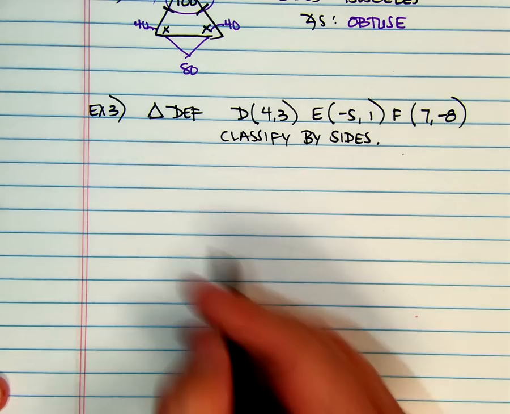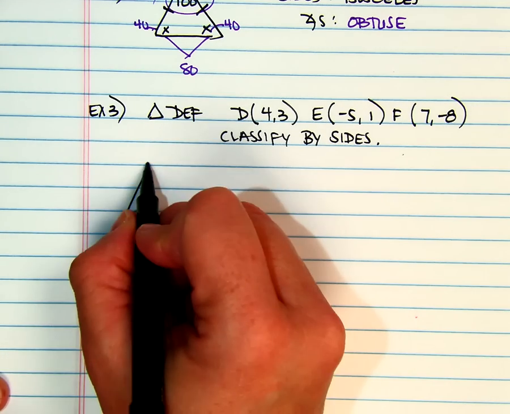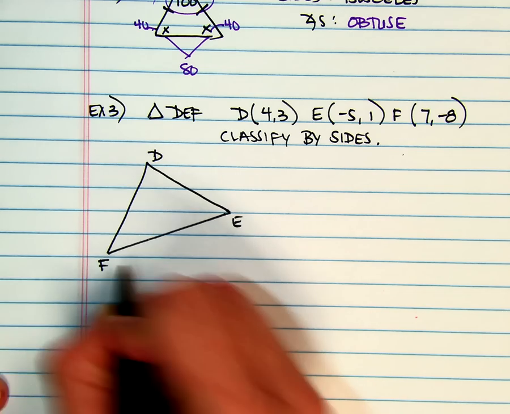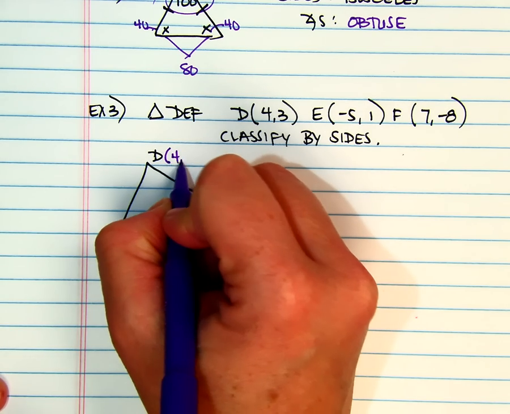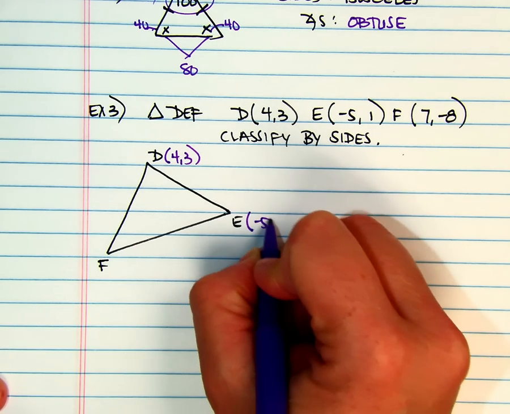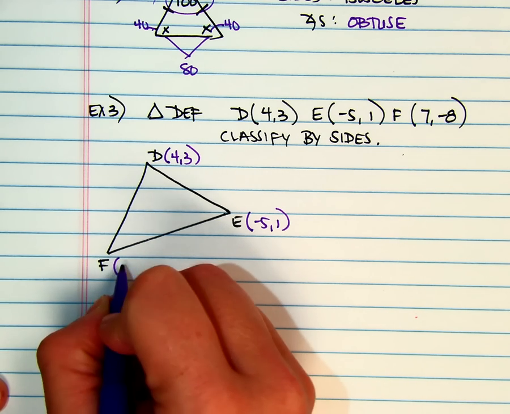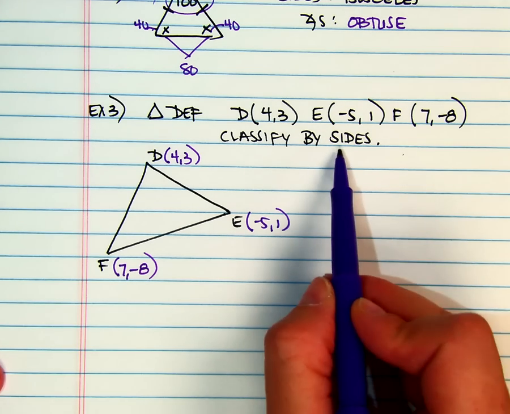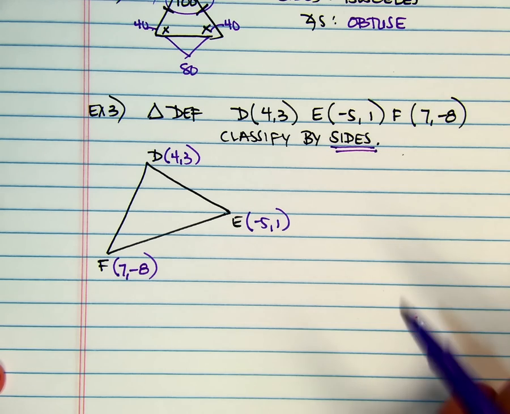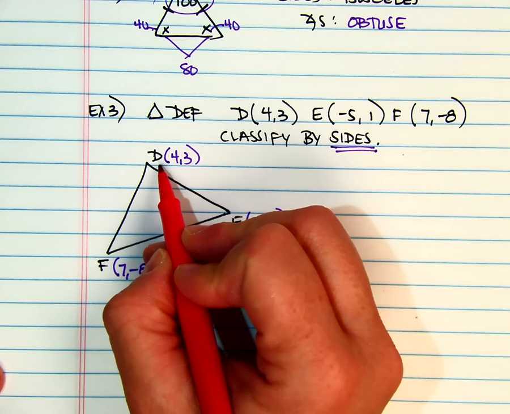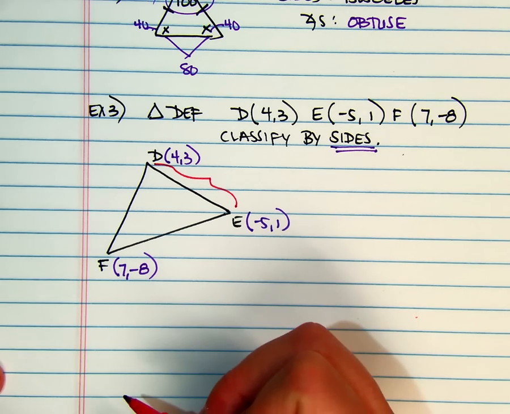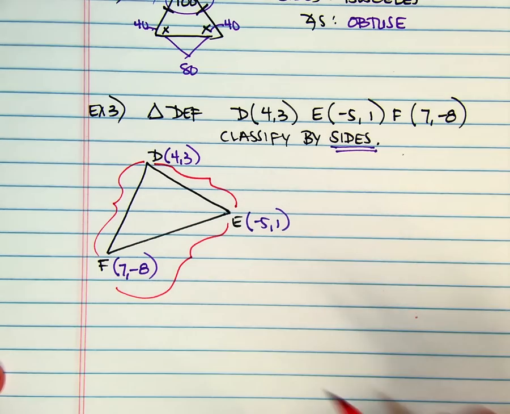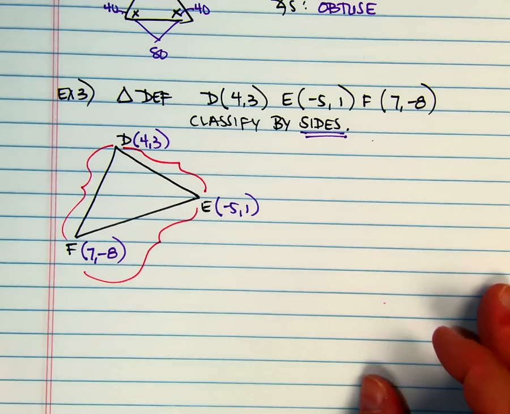So what I would do is I would draw a figure. I'm not going to bother to graph. Honestly, I don't really care. D, E, and F. D is at 4, 3. E is at negative 5, 1. F is at 7 and negative 8. So in order to classify this by sides, I have to find the length of the side. So that means I'm going to have to use the distance formula for DE, the distance formula for EF, and the distance formula for DF, so I can actually find the length.